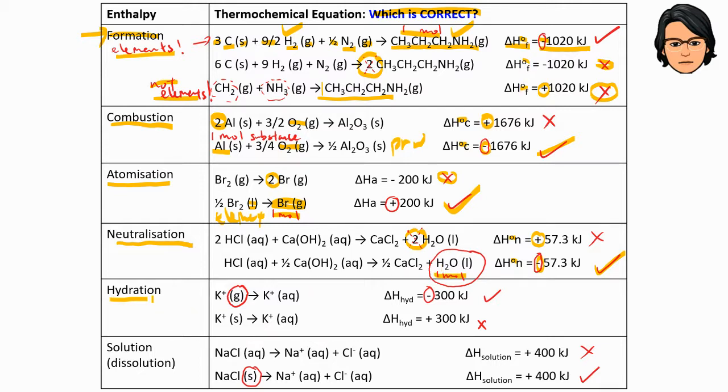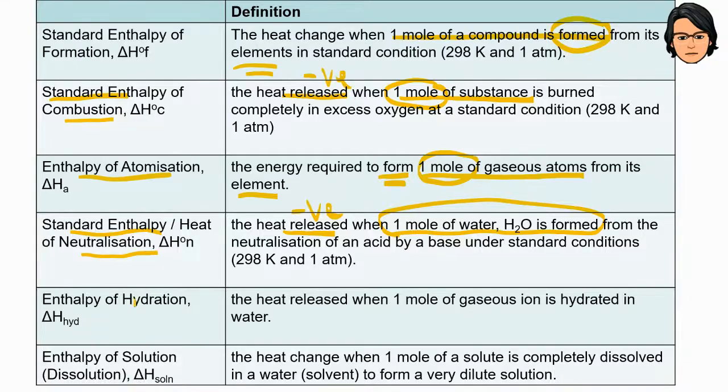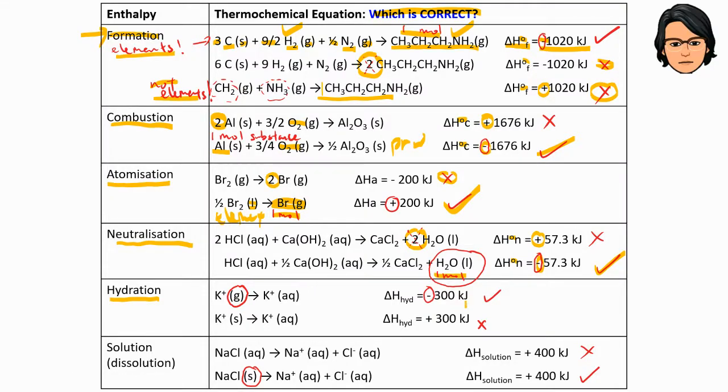Now we go to the fifth one, hydration. For hydration, it says that heat release, negative, when 1 mole of gaseous ion is hydrated in water. That means from gas to aqueous. So let's look at the correct thermochemical equation. Heat release and gaseous ion to aqueous ion. When it is hydrated, it becomes aqueous. The second one is incorrect because the sign is incorrect and also the phase is incorrect.